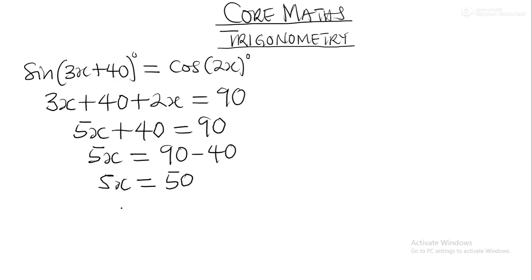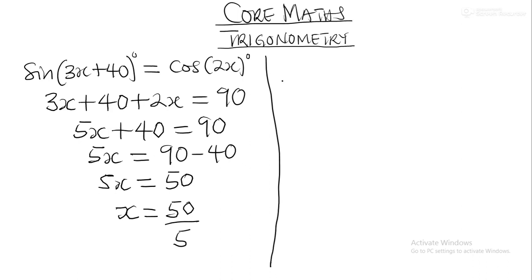To solve for x, we have x equal to 50 over 5, and therefore x will be equal to 10. So students, this is the solution to the assignment. The value of x is 10. Now you can check your answer and see if you are correct.